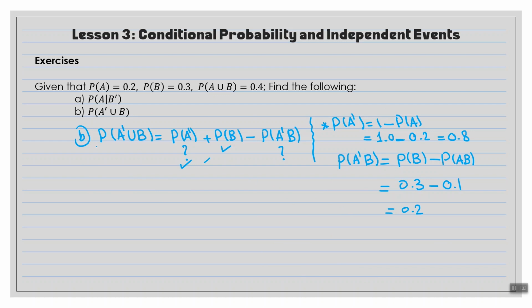So now we will substitute in this line. So the probability of A dash union B is equal to the probability of A dash, which is 0.8, plus the probability of B, which is 0.3, minus the probability of A dash B, which is 0.2. And now we will add 0.8 plus 0.3, we'll get 1.1, minus 0.2, we'll get 0.9. So the answer is going to be 0.9. And this is going to be the answer to the second part.